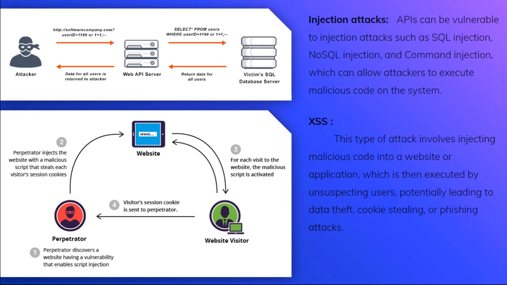Lastly, to protect against these injection attacks, API developers should follow secure coding practices and implement input validation and sanitization techniques. Input validation involves checking input data to ensure that it conforms to expected patterns or formats. Input sanitization involves removing any potential malicious or harmful characters from input data before it is processed by an application.